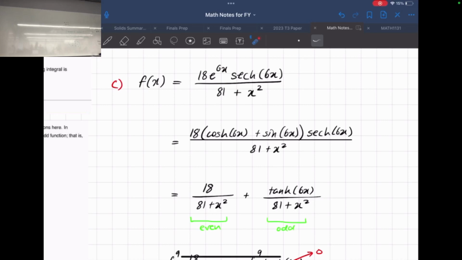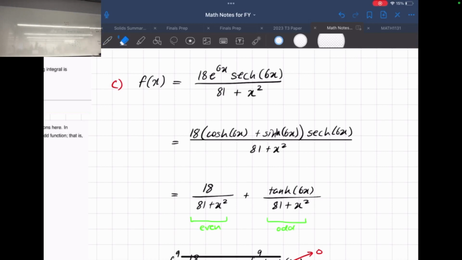These two cancel out. This is cosh divided by cosh. And sinh over cosh is what? It has to be tanh. It's the same thing as sine over cos.